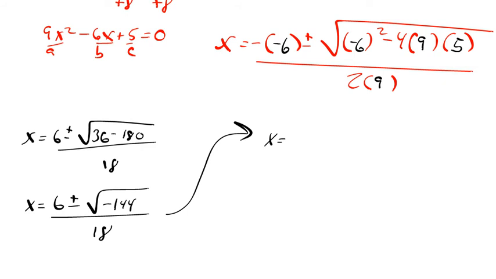Next, x equals 6 plus or minus. Since it's a negative, I know it's going to be i. The square root of 144 is 12, since 12 squared is 144. In this case, since it wasn't a radical, we could say 12i. It's when we have a radical that we want to put the i in front. So we'll do a 12i all over 18.